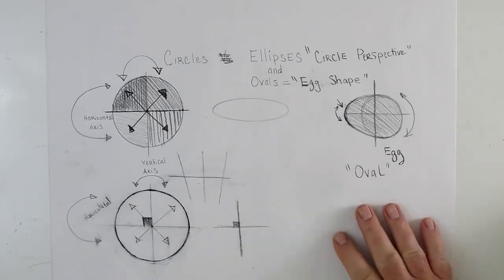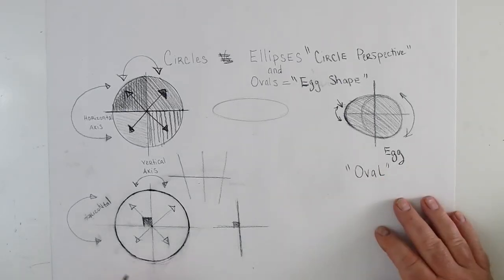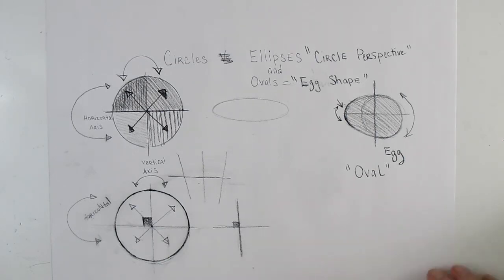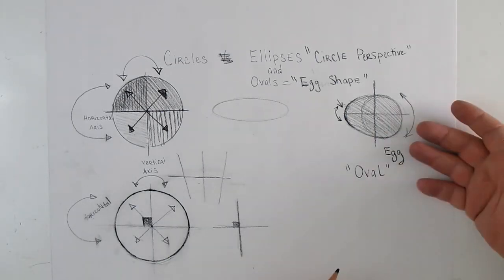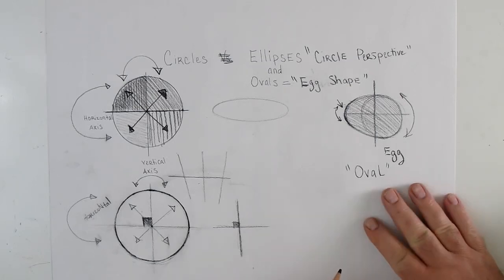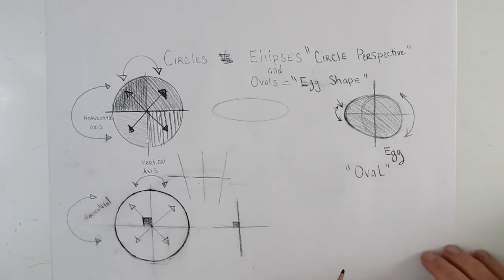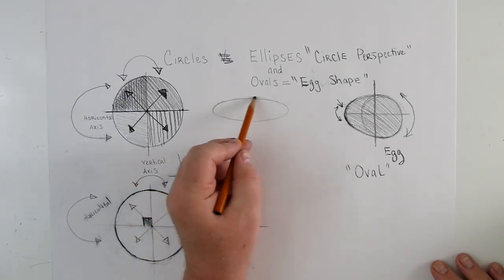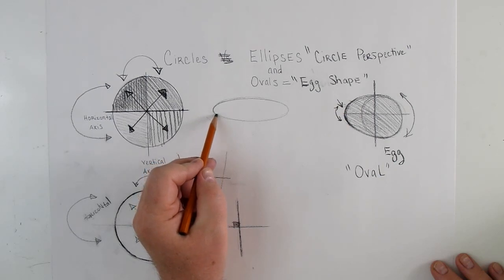And this is just one of these things, perhaps it's my pet peeve, but it happens a lot in the art world: you get comfortable with certain vocabulary, and I just want to make sure that we learn the right stuff in the beginning. So when we say oval, we're talking about an egg shape. However, this right here is an ellipse. Okay?